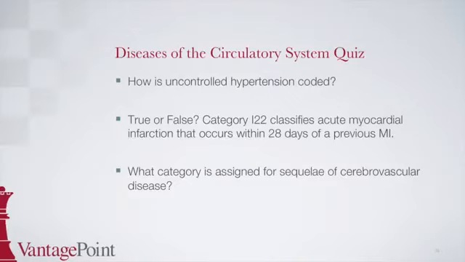The answer to the second question is true. Category I-22 is for subsequent MIs, meaning an MI that has occurred within 4 weeks of a previous MI. Our third answer is I-69. If you looked up sequela in the alphabetic index and find disease and then cerebrovascular indented below, all the conditions underneath start with I-69.